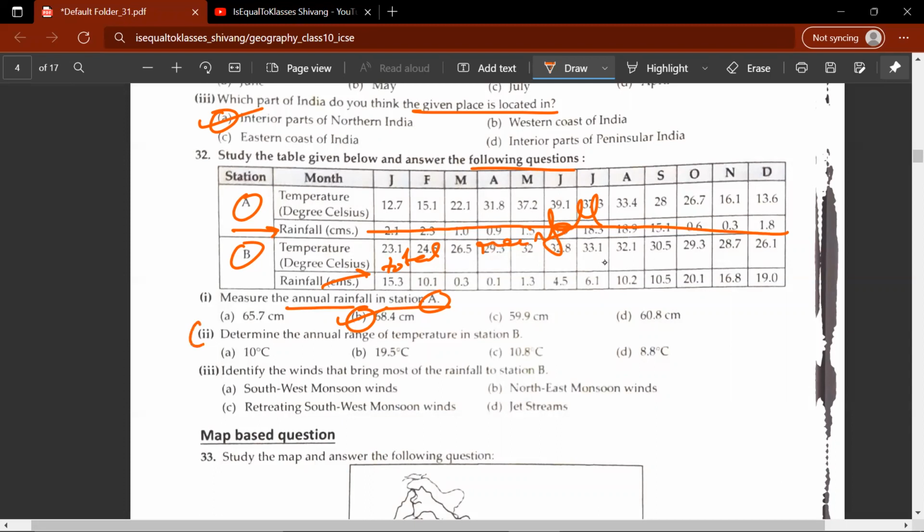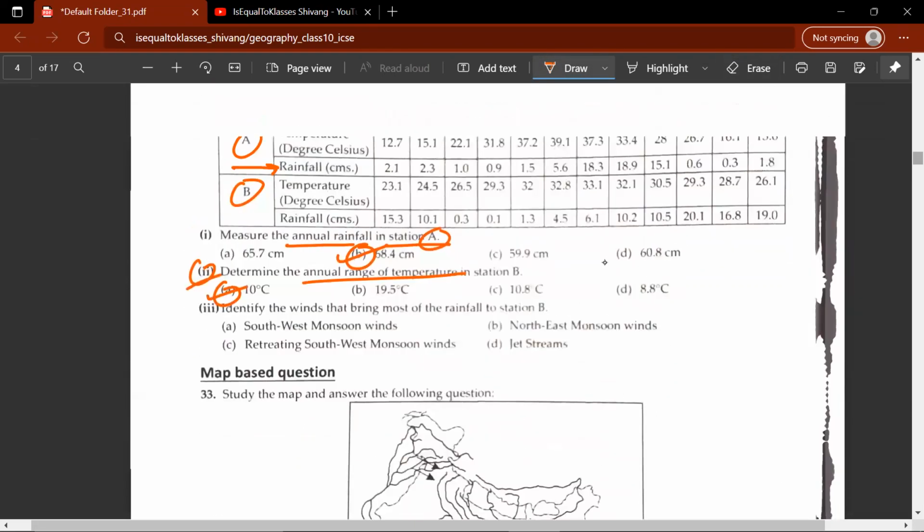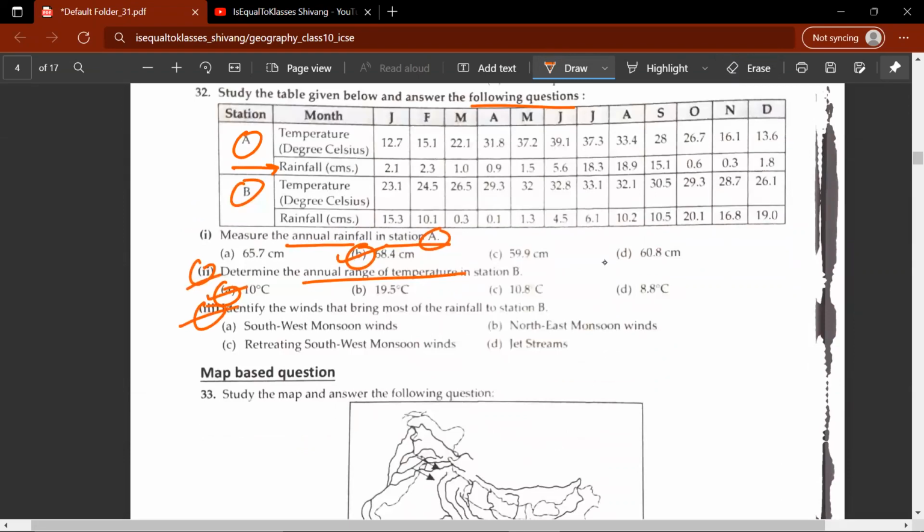Okay, moving on. The second question, determine the annual range of temperature in station B. So the annual range of temperature would be A, 10 degrees Celsius. I'll just erase this so that you can see the chart carefully. Okay, moving on to the third question, identify the winds that bring most of the rainfall to station B.